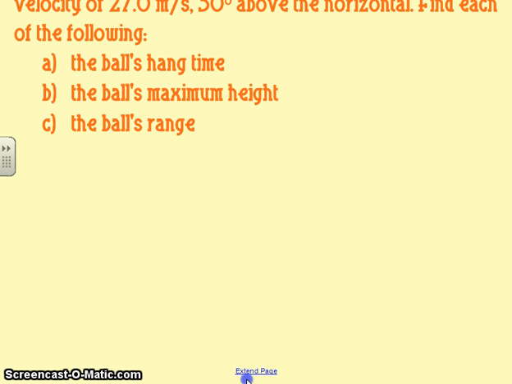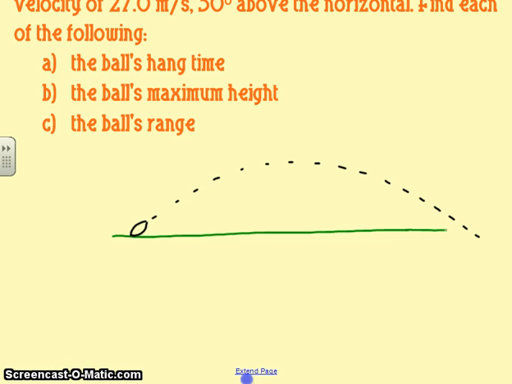The very first thing that I do, even before I list what I know, with many of these projectile motion problems, is draw a picture. The picture helps me list some things that are not clear that I actually know. So here is my initial velocity, which is 27 meters per second, and it's launched at an angle of 30 degrees.